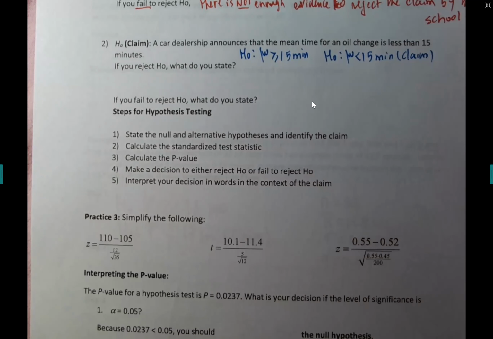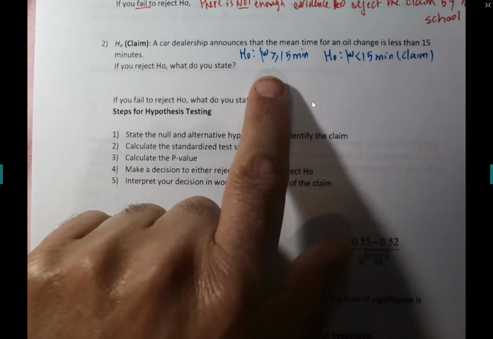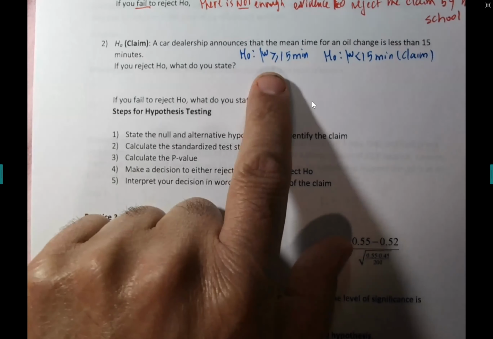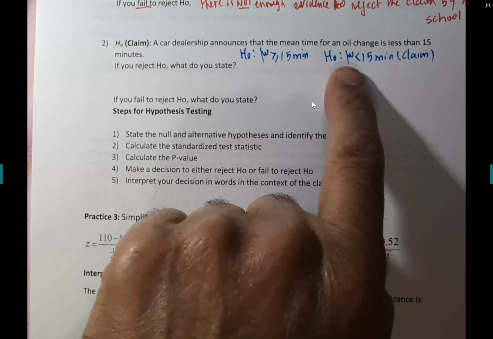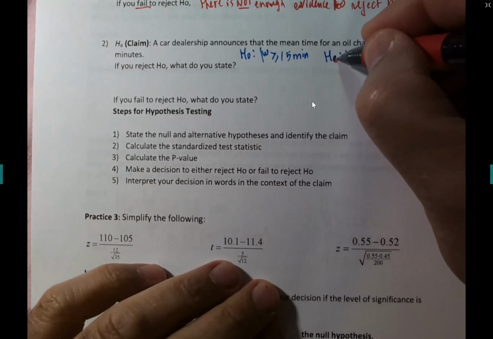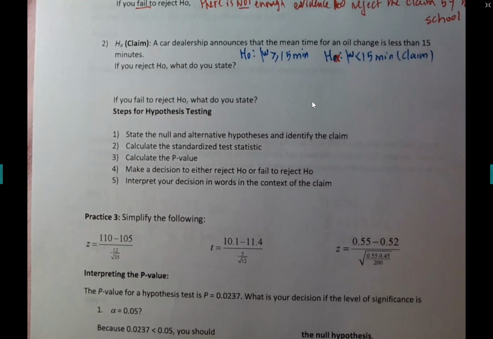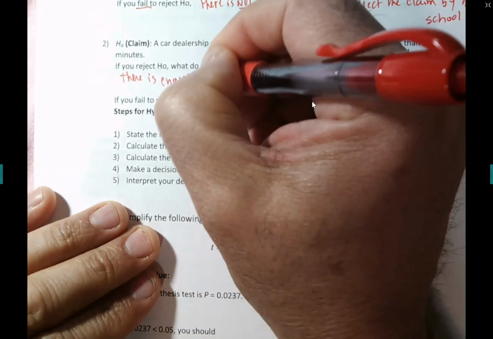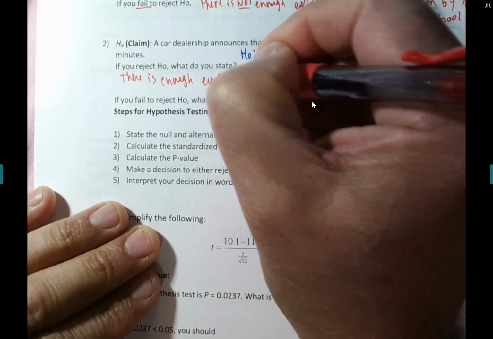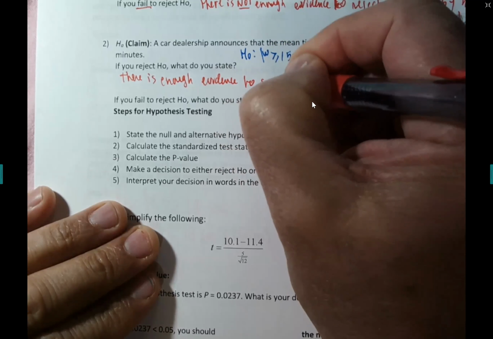Okay, if you reject H0, what do you state? Would you guys agree with me? If we reject H0, we say that we support the claim. That's HA here. So there is enough evidence to support the claim by the car dealer.